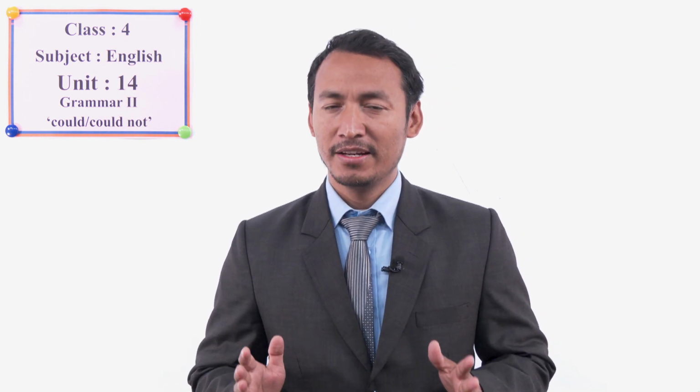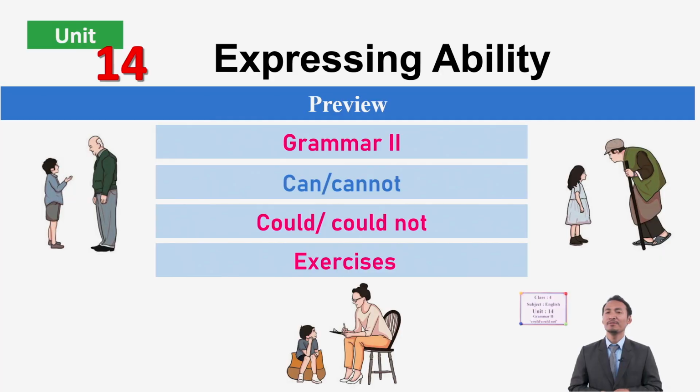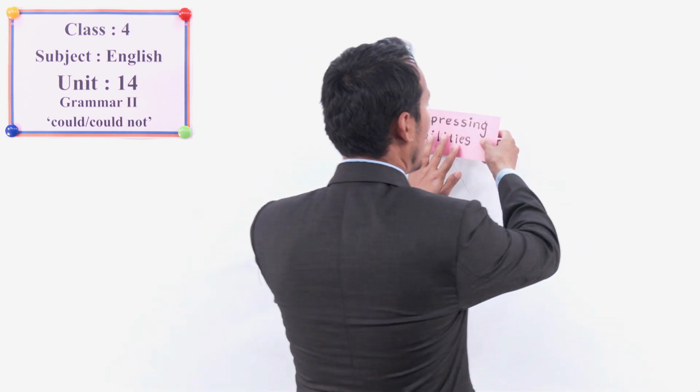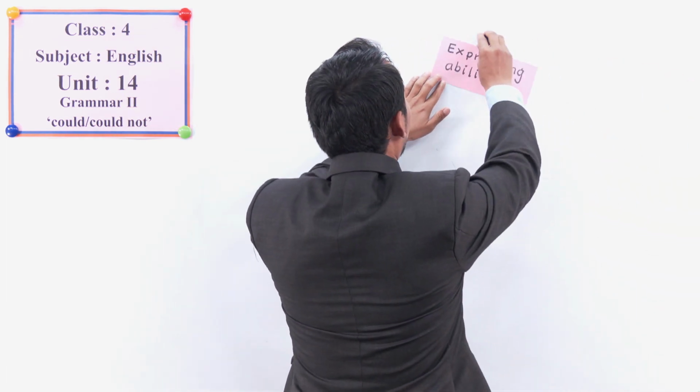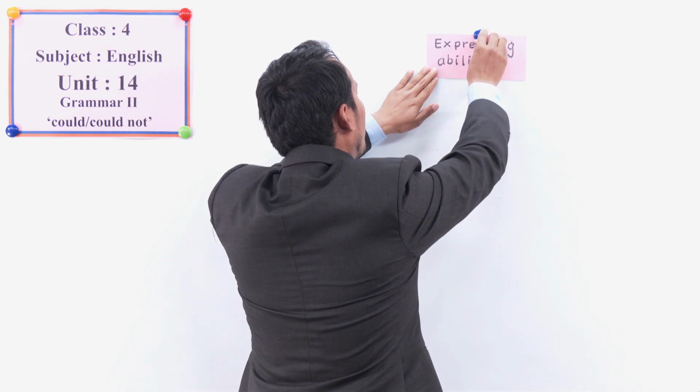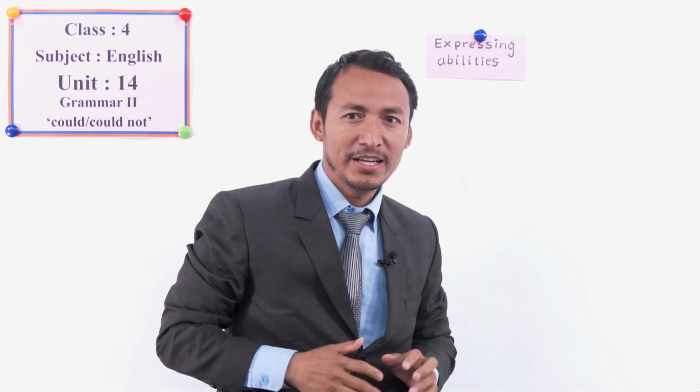As I already told you, in grammar we are going to use can, cannot, could, and could not. Then we will do the exercises that we have under this grammar 2 section. So let's begin with the expressions, how we can express different abilities. Our topic mainly is expressing abilities. Let's have a short discussion about this topic.